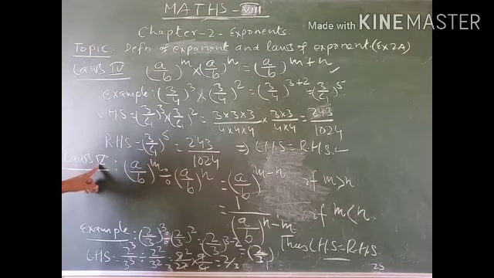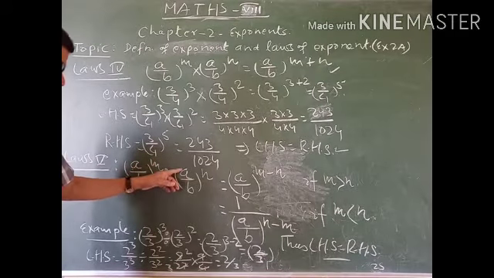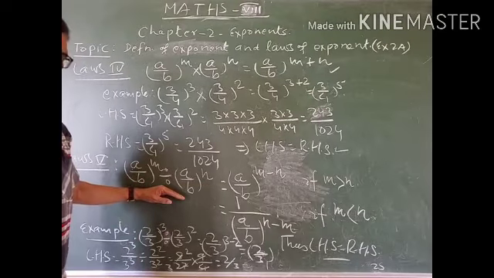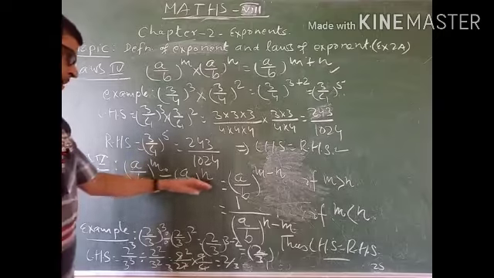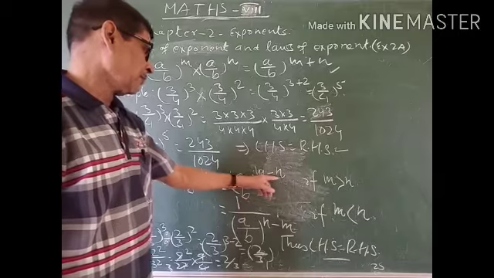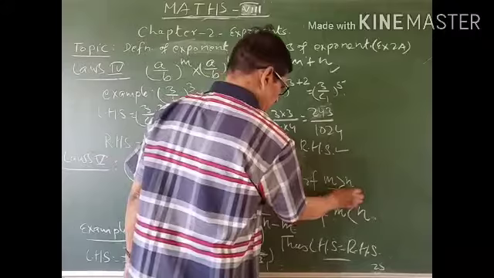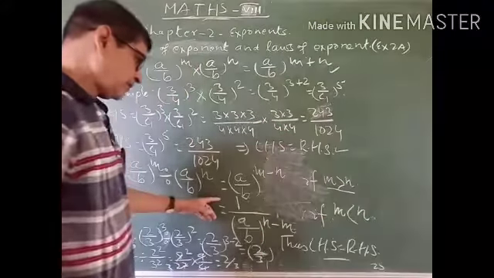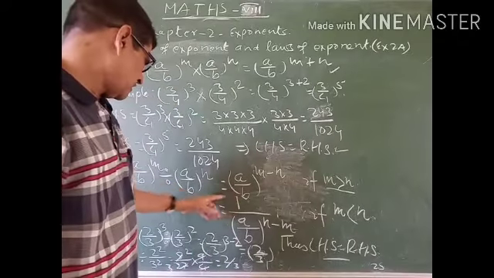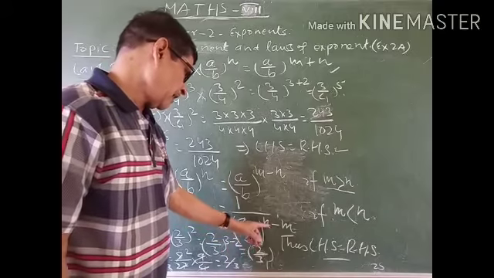Now law 5 is (a/b) to the power m divided by (a/b) to the power n. This is the law related to division. You can write this as equal to (a/b) to the power m minus n, on the condition that m is greater than n. And if m is less than n, then you can write 1 by (a/b) to the power n minus m.